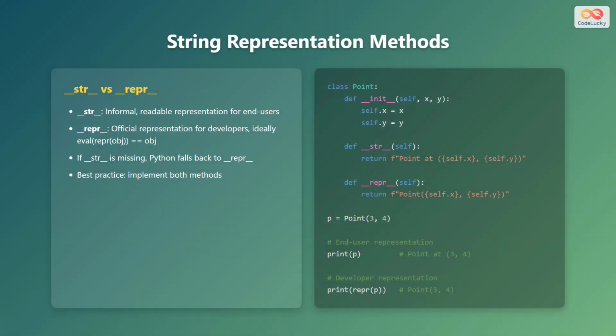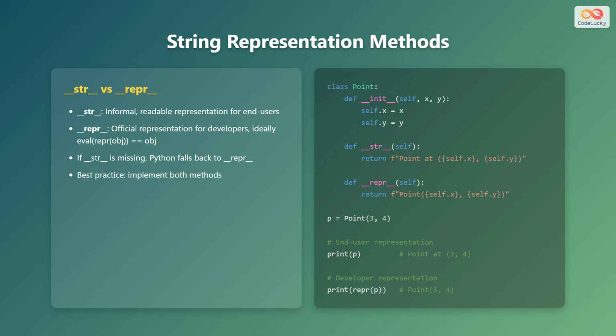Here, we will understand the difference between the string and representational methods. The string method, that is underscore underscore string underscore underscore, provides an informal readable representation for end users, something that's easy to understand at a glance. On the other hand, the representational method, that is underscore underscore representational underscore underscore, gives the official representation intended for developers, ideally such that you could use the representation within the eval function to recreate the object.